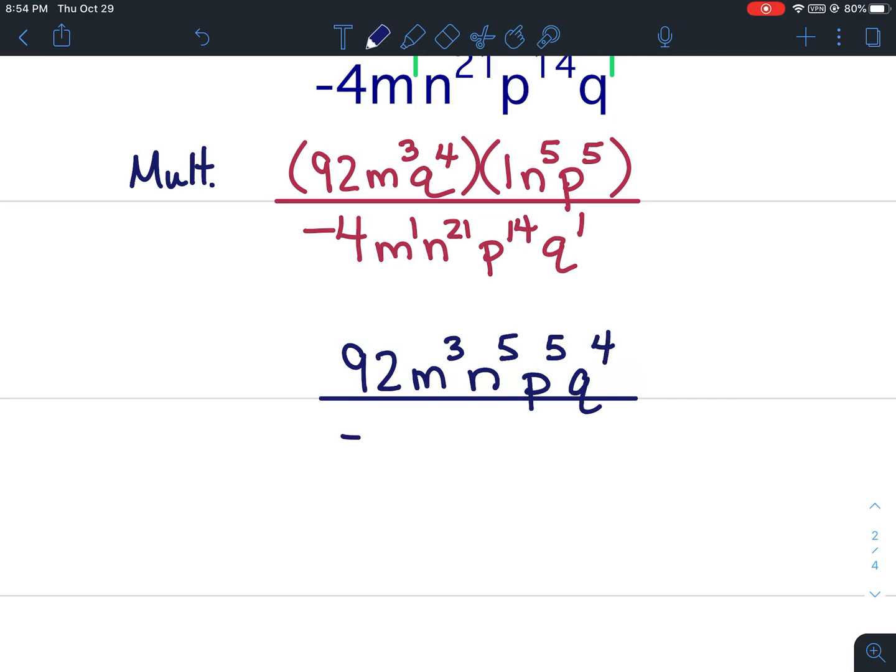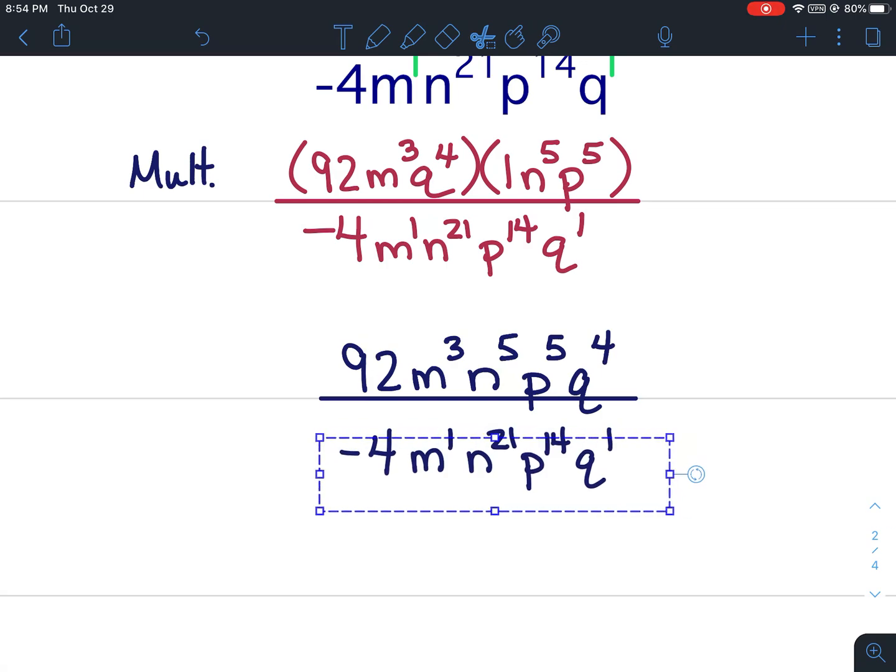Rewrite the bottom. -4, m to the 1st, n to the 21st, p to the 14th, and q to the 1st. I did it again. I wrote it too close. I'm going to move it down a little bit in case I need to rewrite my exponents. All right, now I am ready to divide.